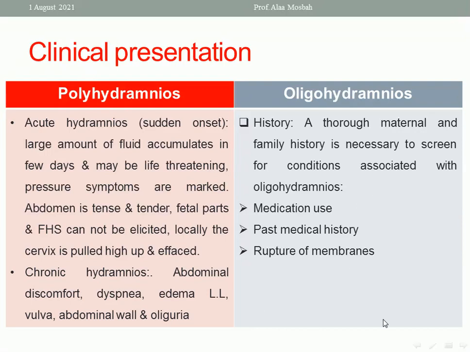On the other side, oligohydramnios, thorough maternal and the family history is necessary to screen for conditions associated with oligohydramnios. So you should take a full history taking. And the medication use, because some drugs decrease the amniotic fluid, like non-steroidal anti-inflammatory drugs like indomethacin. Also, we should concentrate on the past medical history, and if there is history of rupture of membrane and gush of water per vagina at any time during pregnancy.